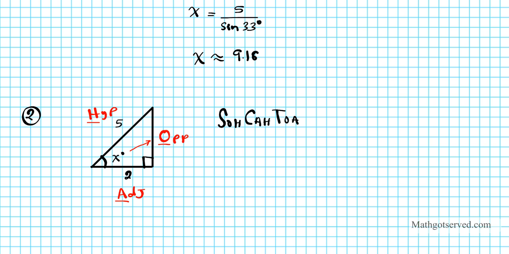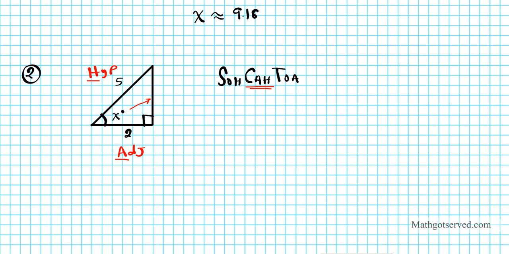So the question is, which one do we not need or know? See, opposite, we don't know it, we don't need it, so we scratch it. The only two players that count here are adjacent and hypotenuse. So which one has only adjacent and hypotenuse in it? It's cosine, right? Because of CAH. So cosine is a trig ratio that we're going to use to solve for x.